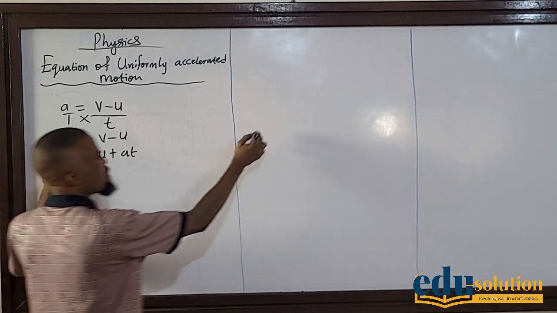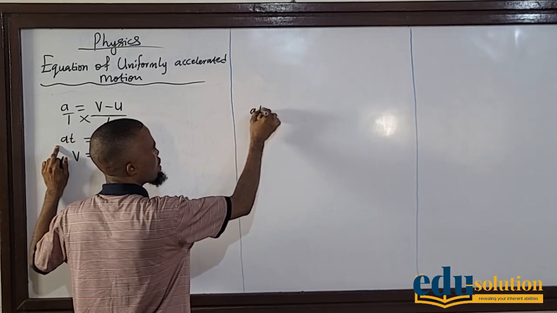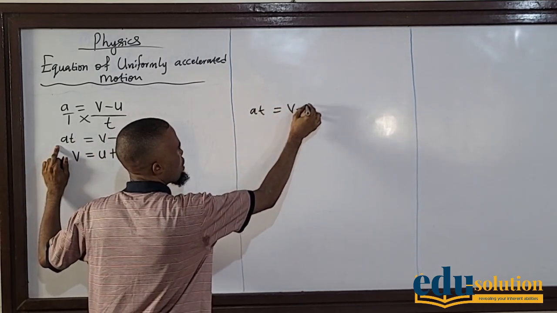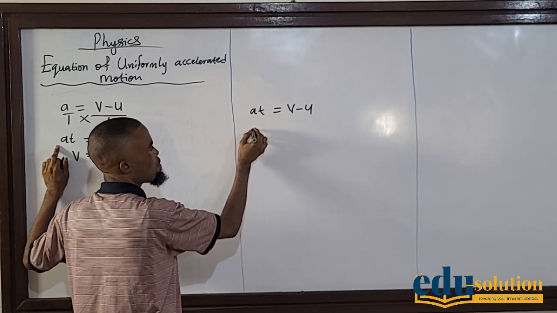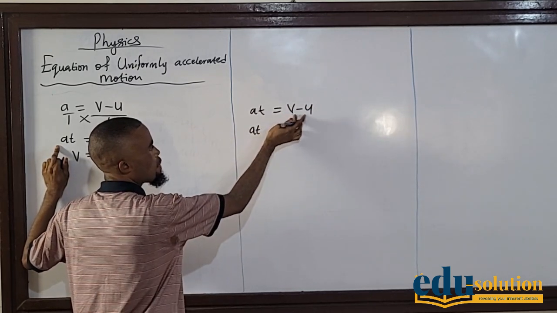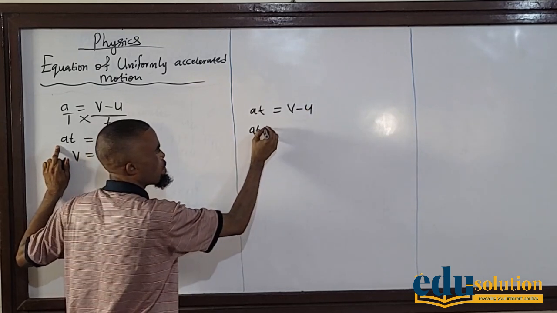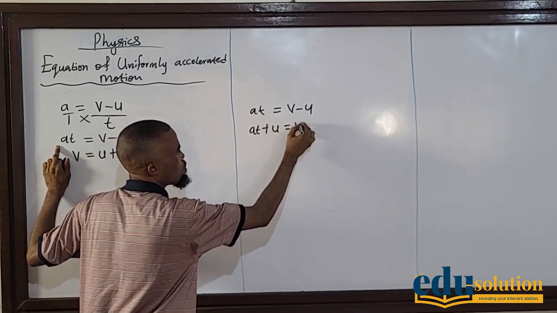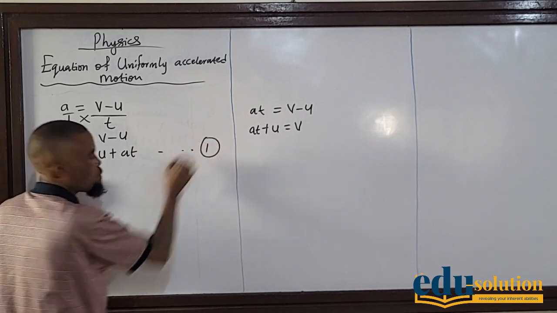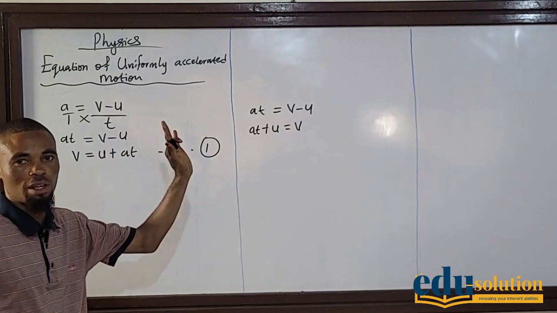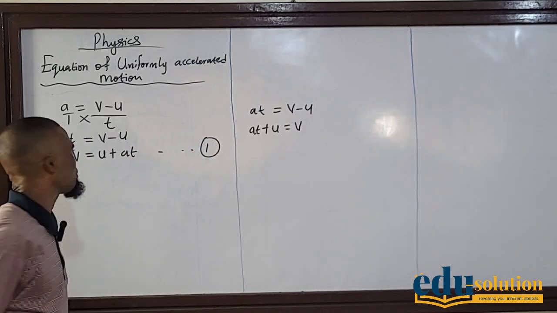It's just like, let me do it here. We're having that at is equal to v minus u. So if I make this sort of formula, I'm going to be having that at, this minus u will come this way. We are having at + u equal to v, which is the same thing as what we are having here. So this is our first equation of motion. I hope you get that correctly now. So let's go to the next one.